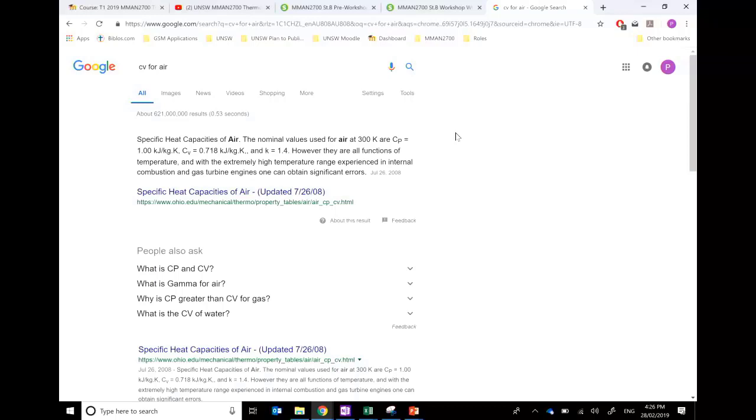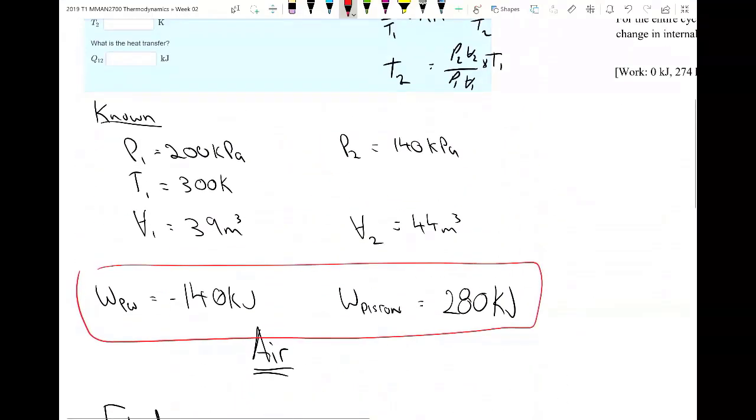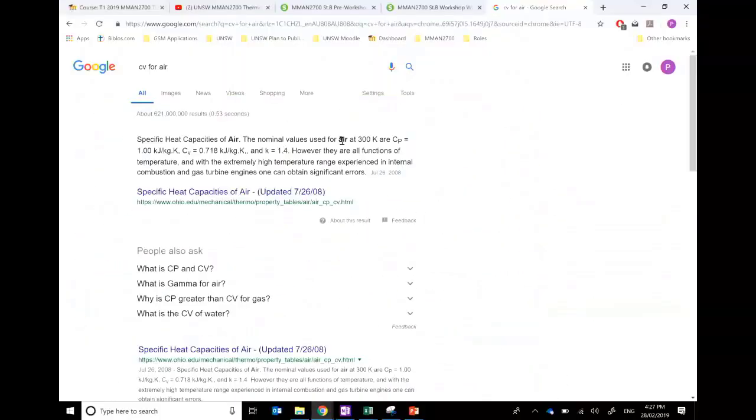In exams gone by, I've had a supplementary book. So you've got the exam book and then a supplementary book of tables, and that would be the case as well. But these ones are pretty well known. They do vary with temperature. The temperatures we're talking about, this temperature is 300 Kelvin, so this is 300 Kelvin. They're pretty well known.